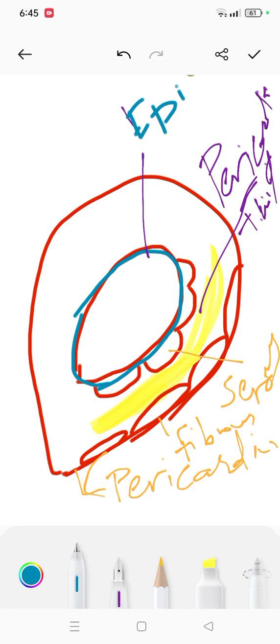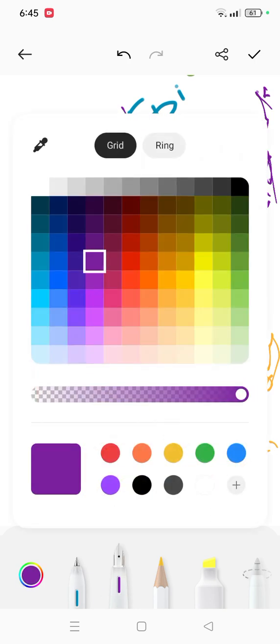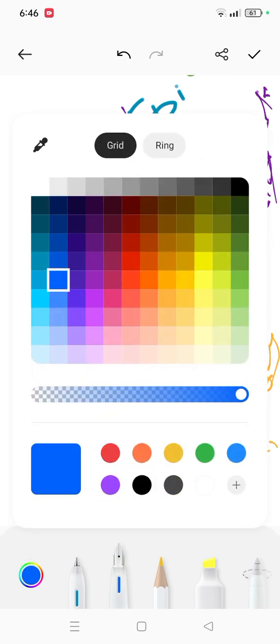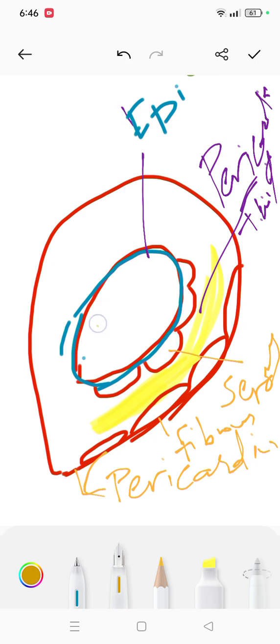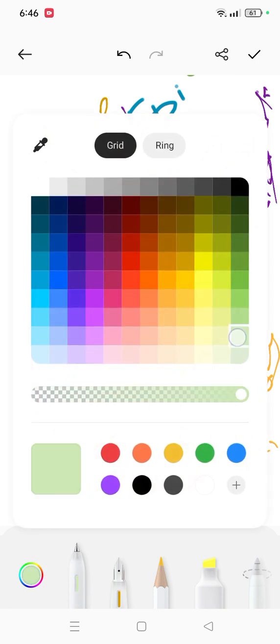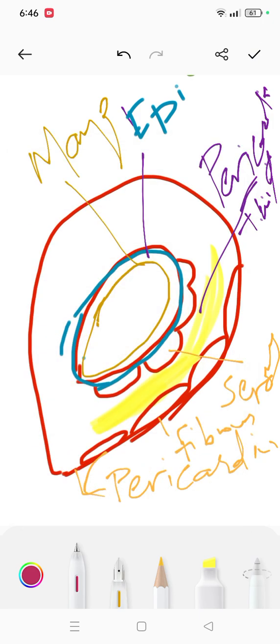Then after that, you will see another layer, the middle layer. Not this color, sorry, let's go with this. So here in the middle, you will see one more layer. That's called myocardium. Okay. Now after that, you will see another layer, that's called endocardium. So here you will see endocardium.